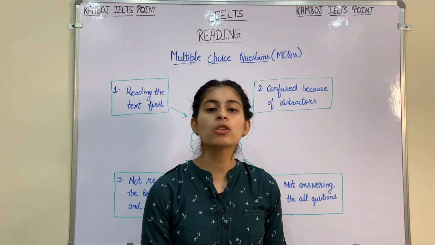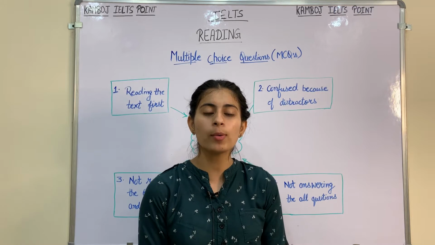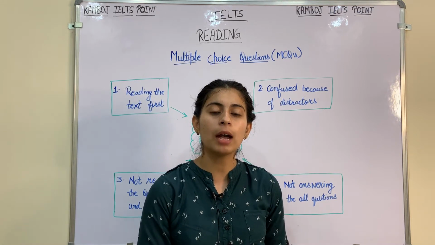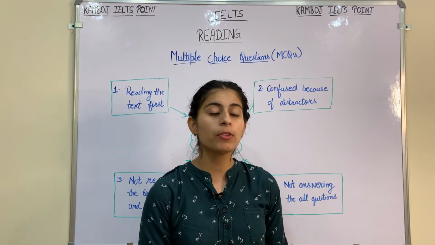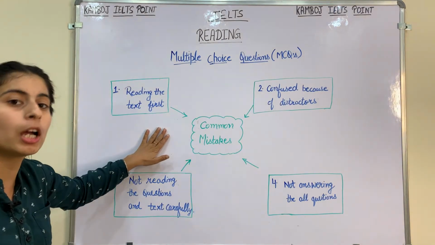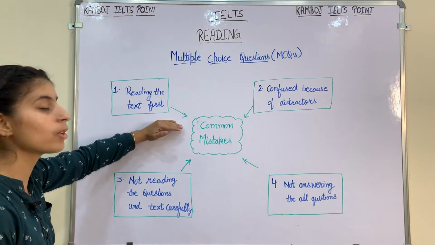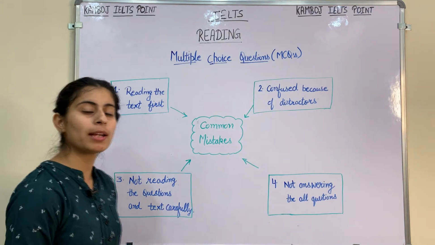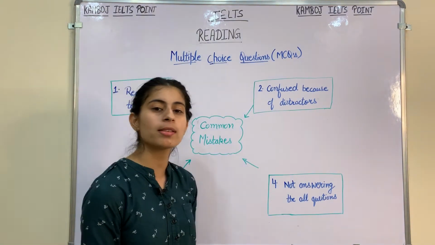Because in multiple choice questions, you have to read the question first. Then you can go to the text and start reading from the text. But before reading the text, you have to read the questions carefully. So this is the major mistake that most of the students make. They just jump to the text and start reading it as fast as they can.